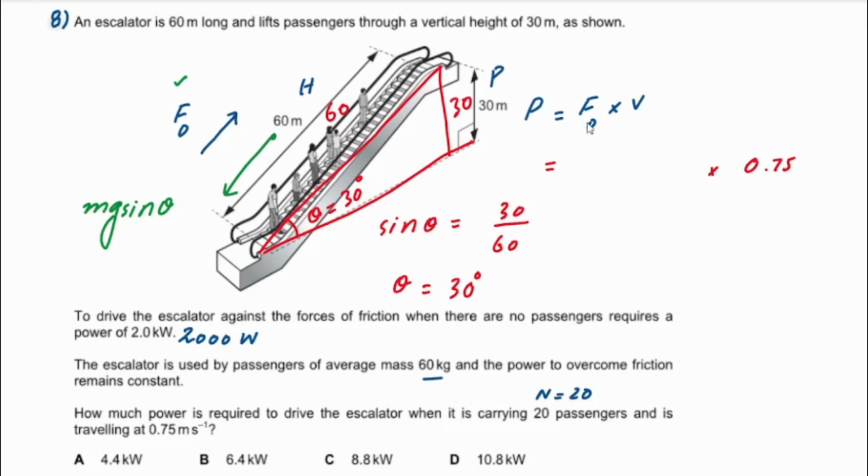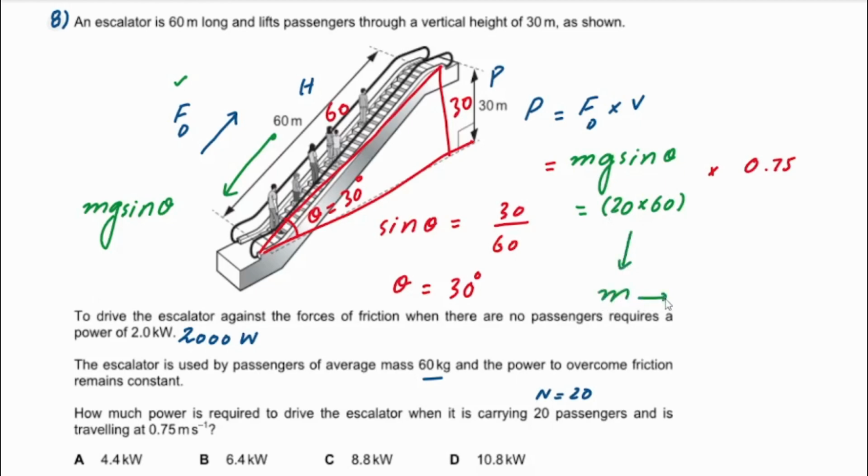So if I find the value of FD, like I said, you have to compensate for the weight of the person, because the component of weight, which is mg sine theta, would try to drag the people down the ramp. So the forward force has to be mg sine theta. Then you can insert the values. What is the mass? The mass of 20 people would be 20 times 60. That is the mass of the 20 people.